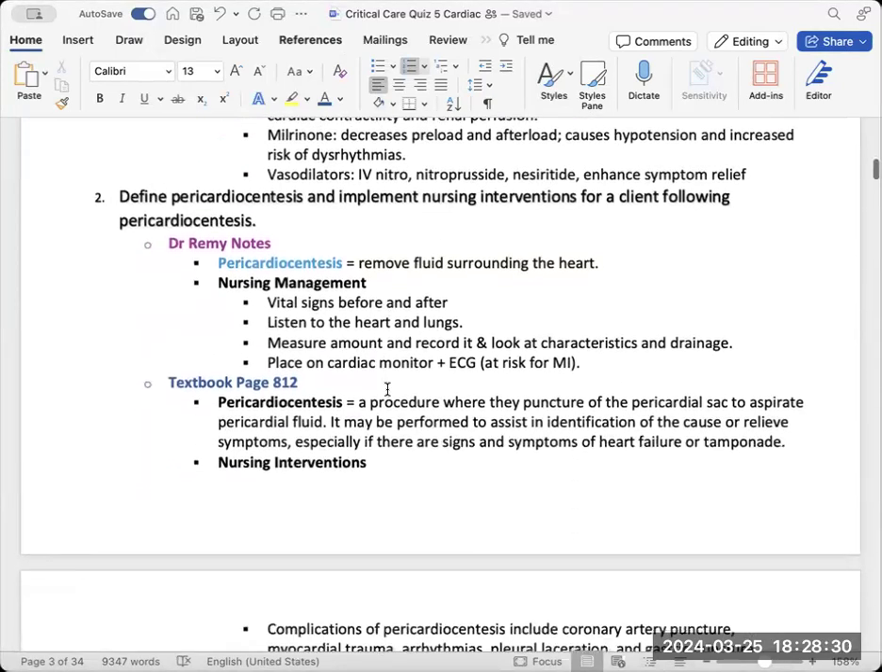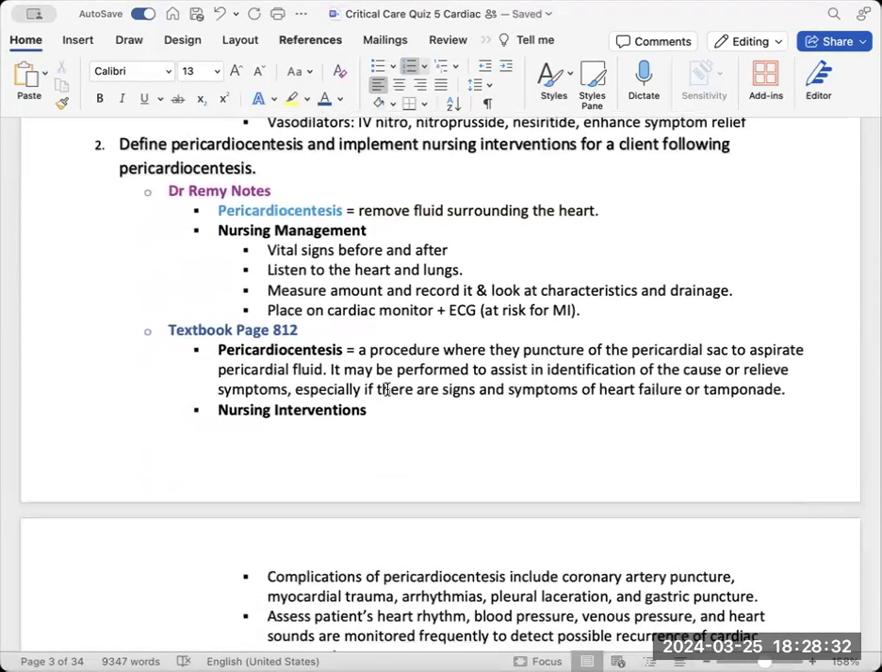And yeah. So the next question is to define pericardiocentesis and implement nursing interventions for a client following pericardiocentesis. So pericardiocentesis means removing fluid from the heart, or that's the fluid that surrounds the heart. So what are we looking at? Well, we want to look at vital signs. After the procedure, we want to look at how much fluid we aspirated from the heart.